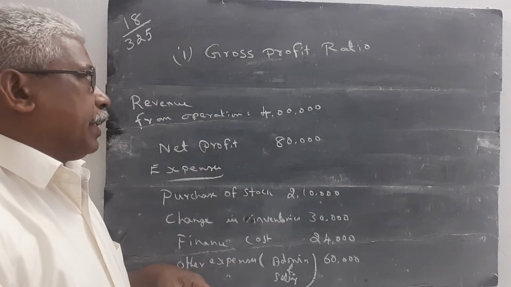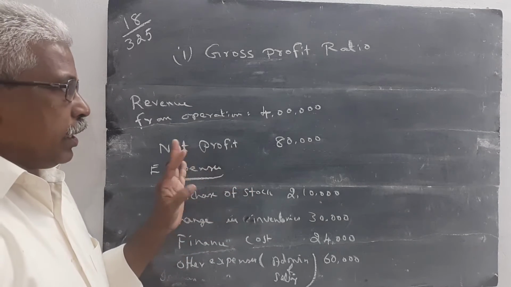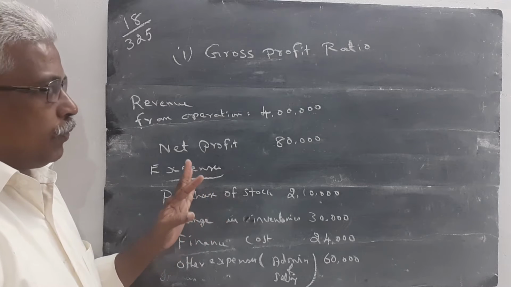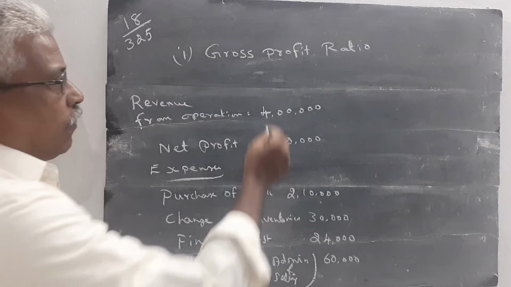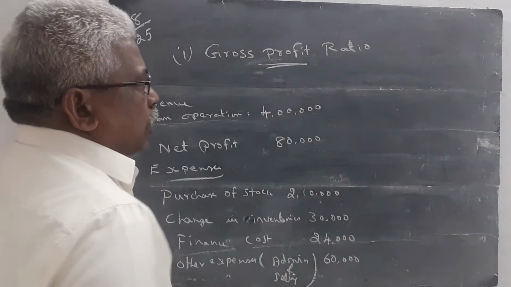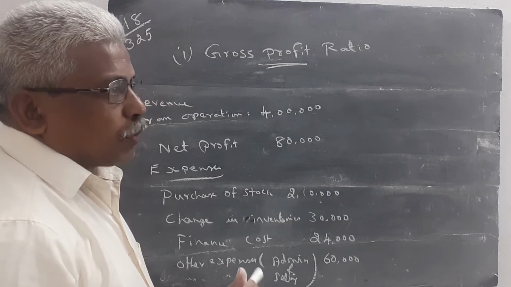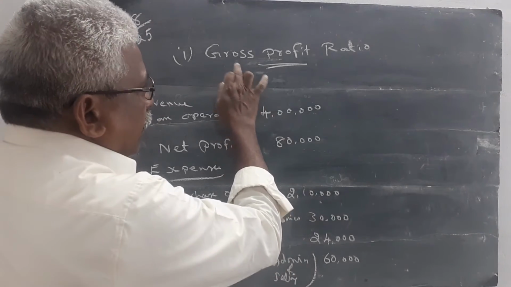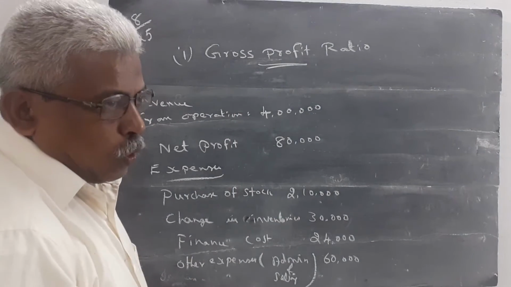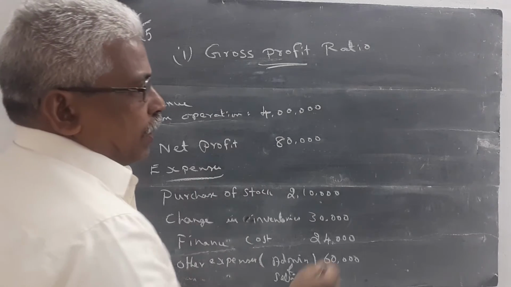With the help of this information, we have to calculate gross profit ratio, net profit ratio, operating profit ratio and operating ratio. 4 points we will study. So, it is a 5-mark question, and we will do the problem one by one. First we calculate the gross profit ratio. First we write the formula. What is the formula for calculating gross profit ratio?